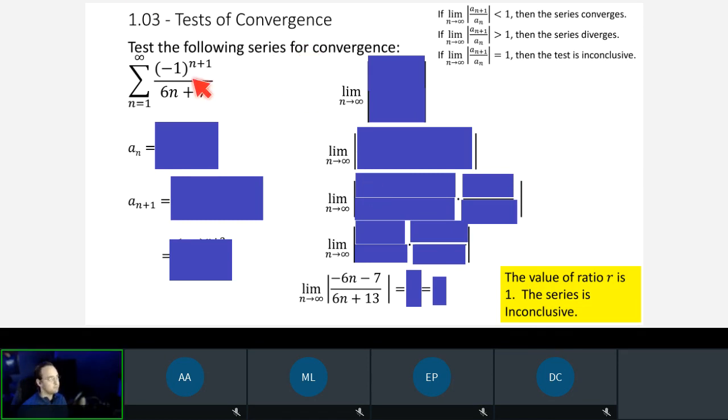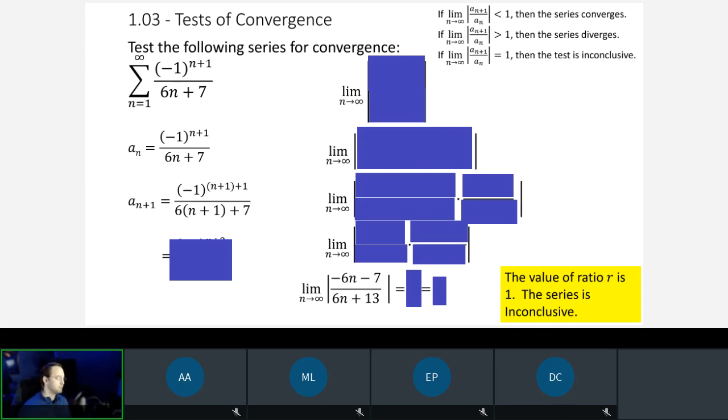Anyway, so we do the ratio test here. First, you just write your a sub n, and then you write your a sub n plus 1 by plugging in n plus 1 to all of the n's. That's what I did. And then we simplify.